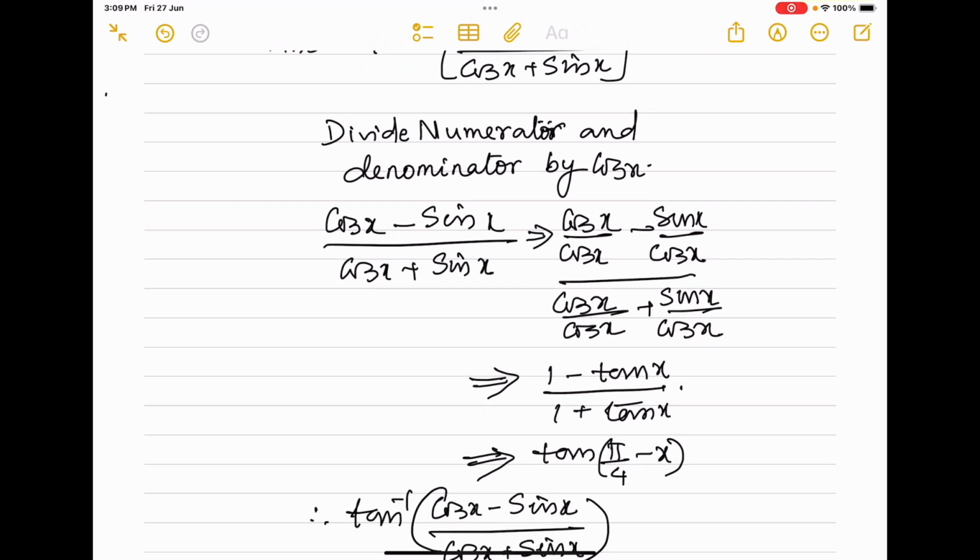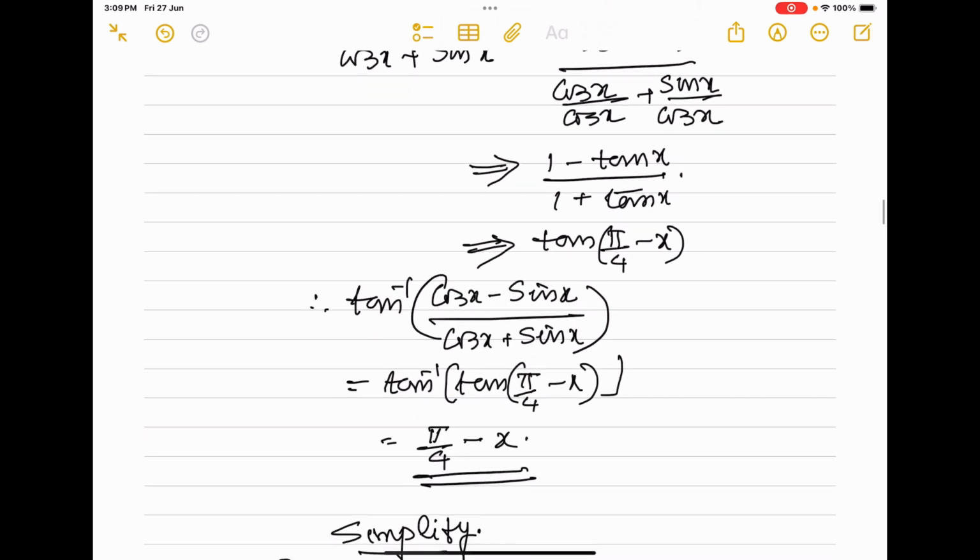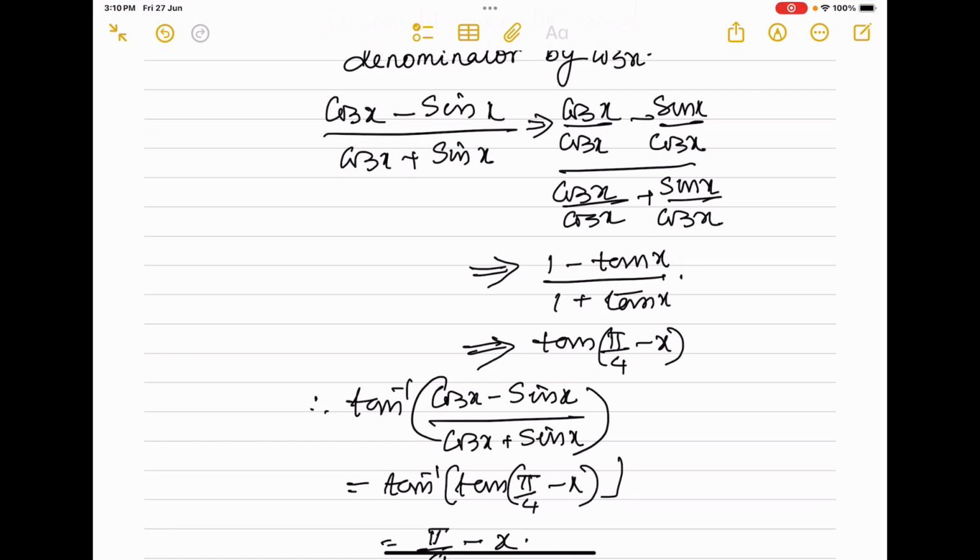We know the result that 1 minus tan x by 1 plus tan x equals tan of pi by 4 minus x. Please study this result. 1 minus tan x by 1 plus tan x equals tan of pi by 4 minus x. 1 plus tan x by 1 minus tan x equals tan of pi by 4 plus x. Therefore, from our question, tan inverse of cos x minus sin x by cos x plus sin x equals tan inverse tan of pi by 4 minus x. That's equal to pi by 4 minus x. A simple question, please try to do this. Very important question also.